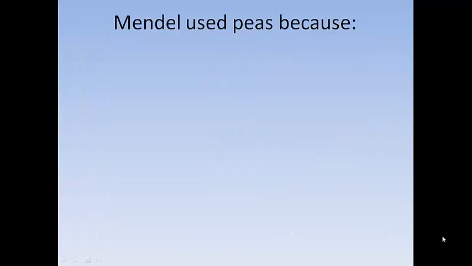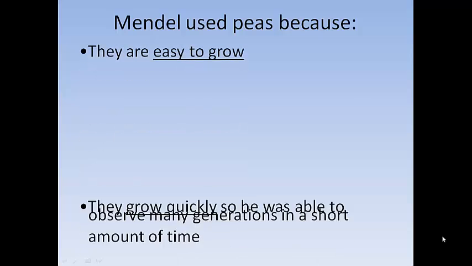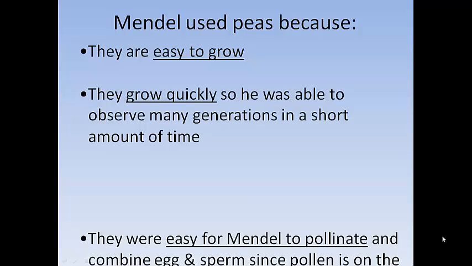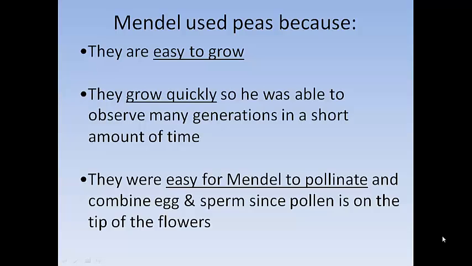Mendel used garden peas for several reasons. One is they're easy to grow. They grow quickly, so he was able to observe many generations in a short amount of time. And it was easy for Mendel to control which flowers from which plants were able to pollinate. In other words, which plants were able to breed with each other.